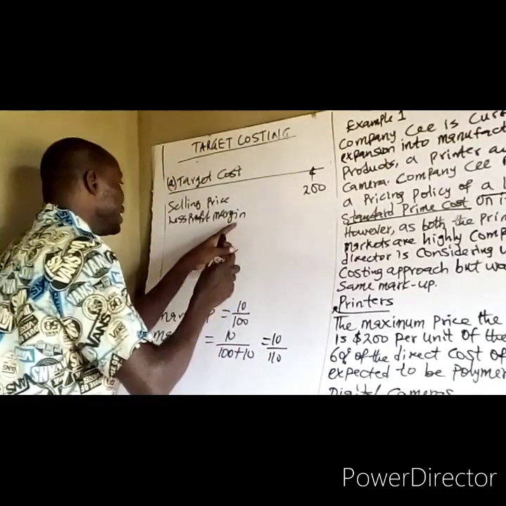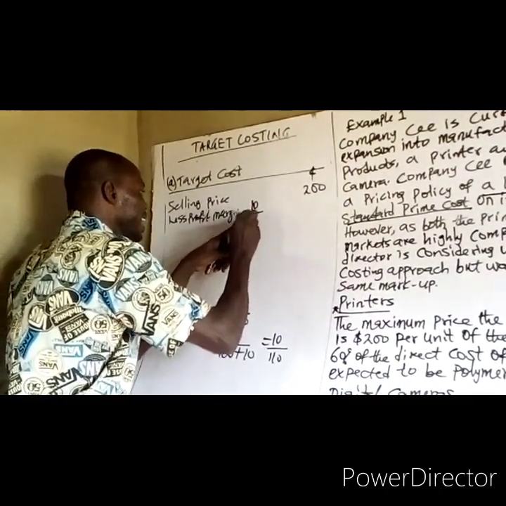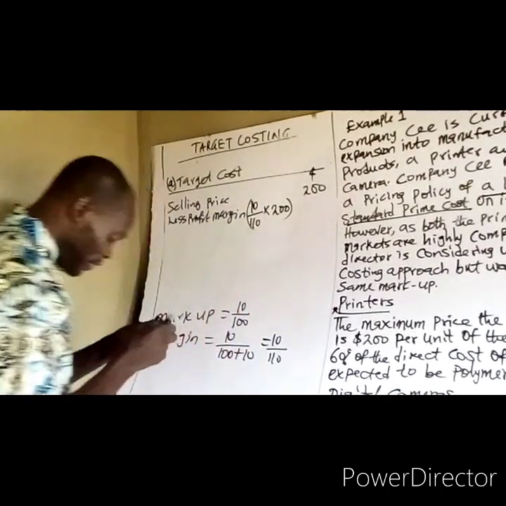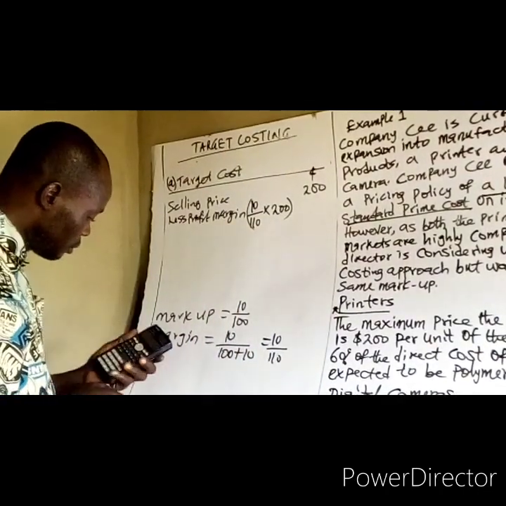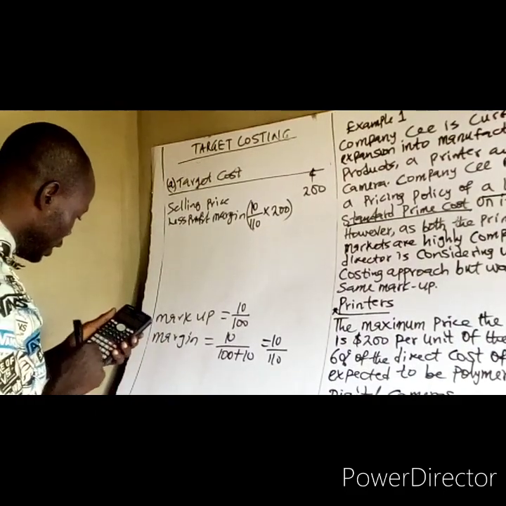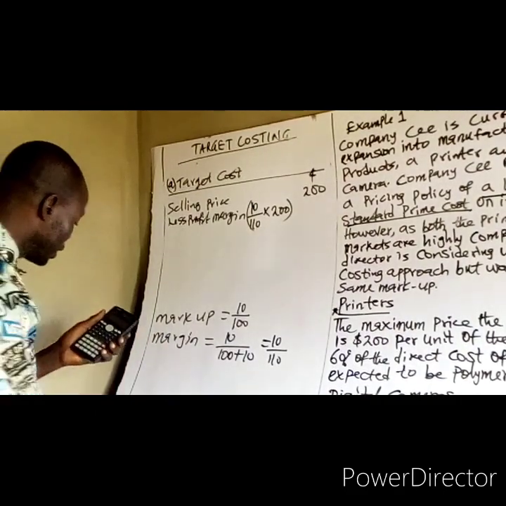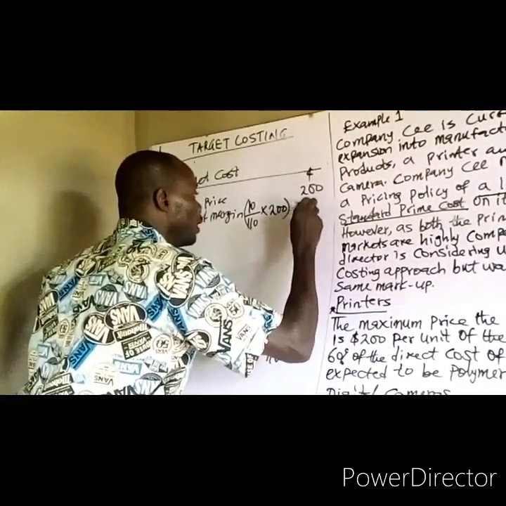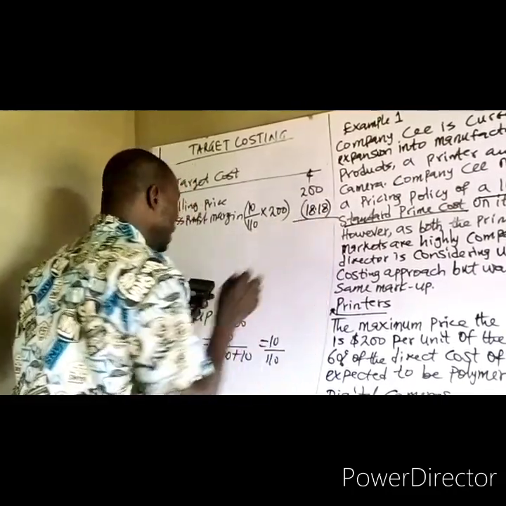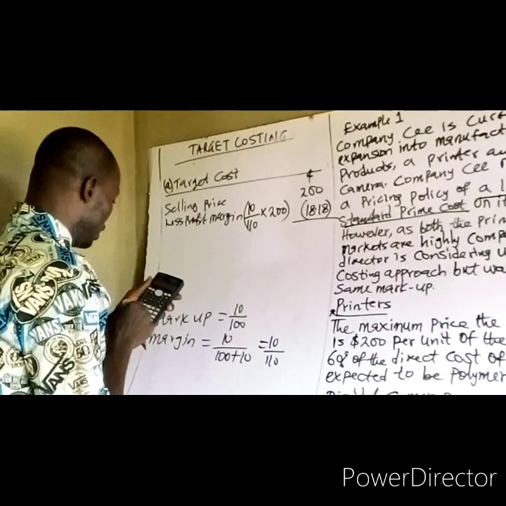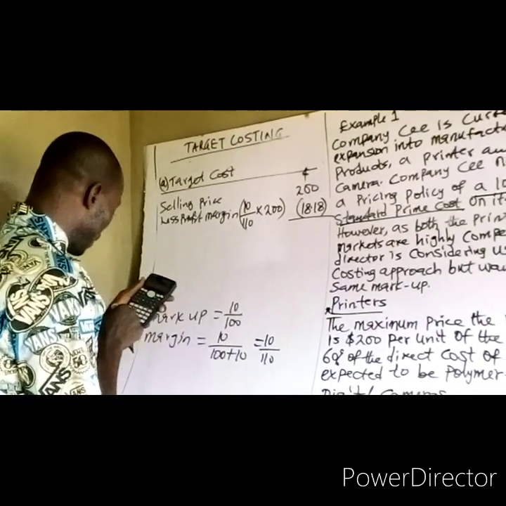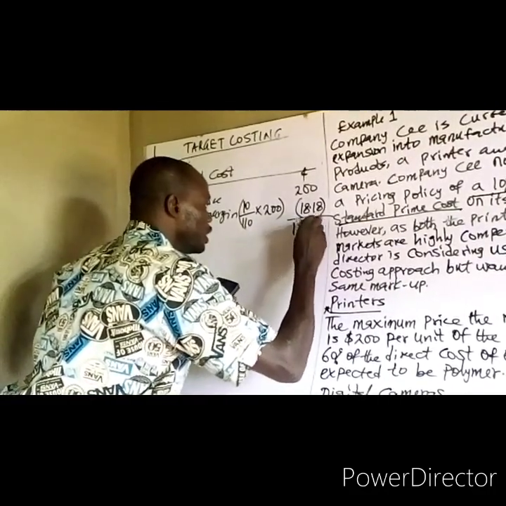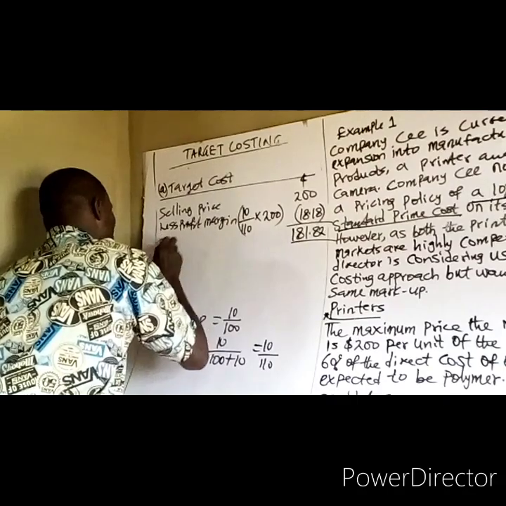So now, our margin is 10 over 110 times 200, the selling price. That will give us the profit. 200 times 10 divided by 110 gives us 18.18. Our profit is $18.18. When you less the profit from the selling price, then you will arrive at the target cost, which is $181.82. That is the target cost.